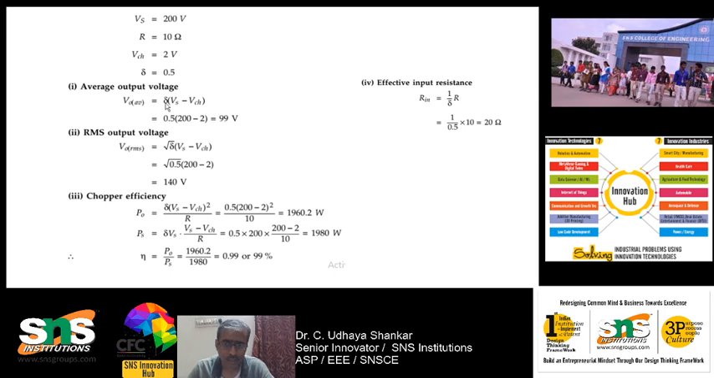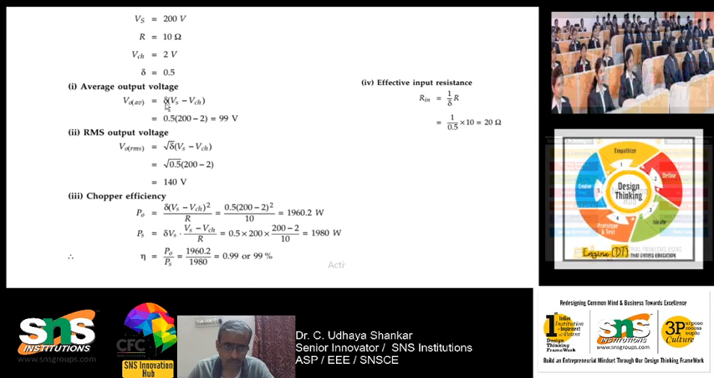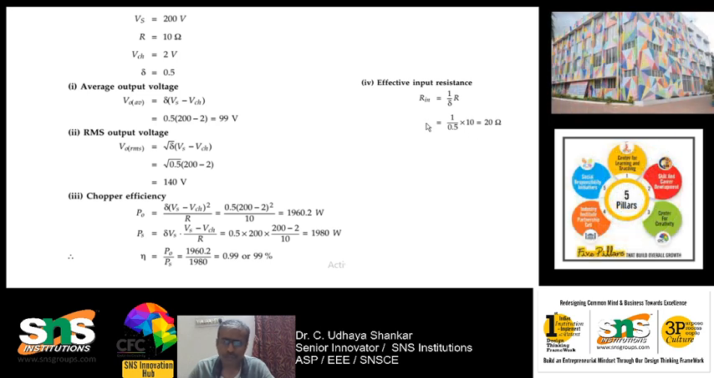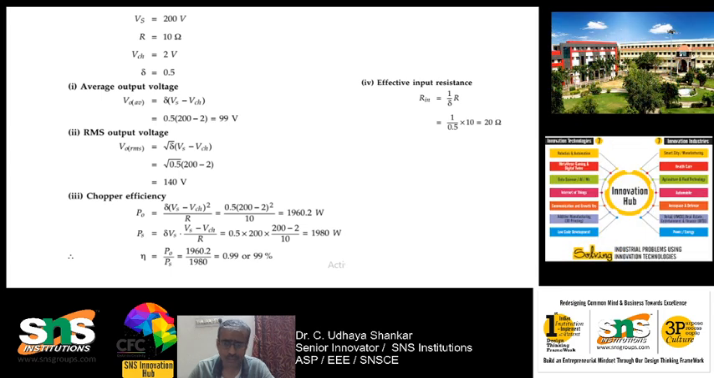So this is the overall picture of the entire problem which we have solved. I found out the average output voltage is 99 volts, the RMS output voltage is 140 volts, the chopper efficiency is 99%, and the input resistance of the chopper is 20 ohms. It's a very important question in most GATE papers and most power electronics question papers. I hope I've shared clearly how to solve this problem.